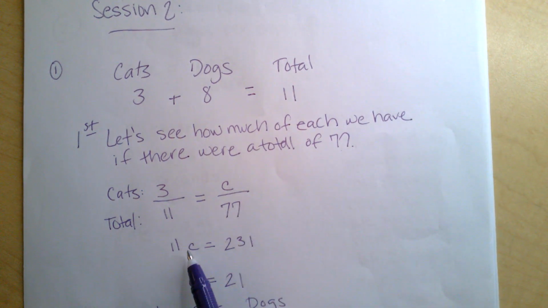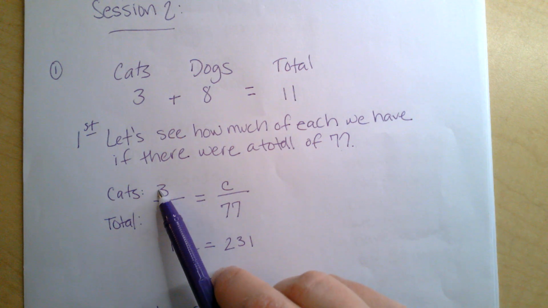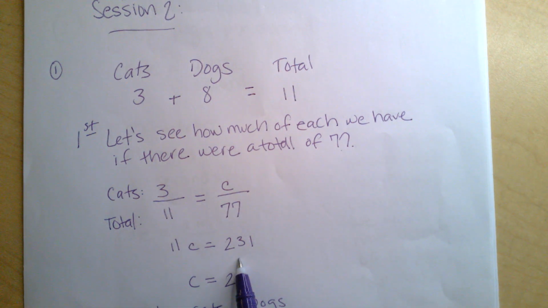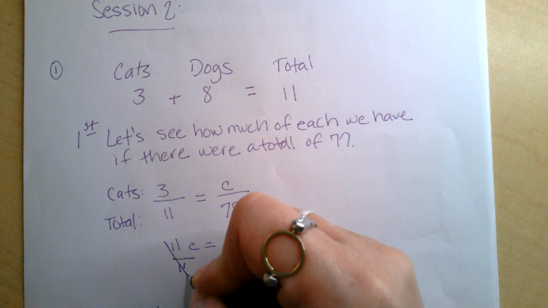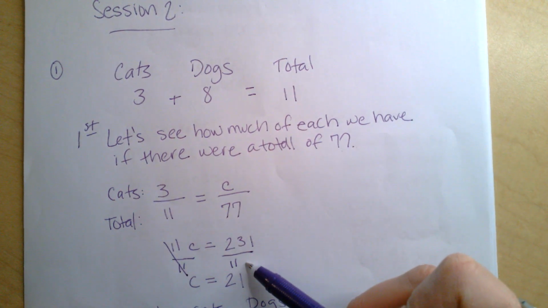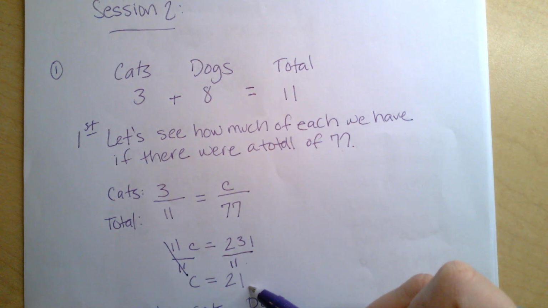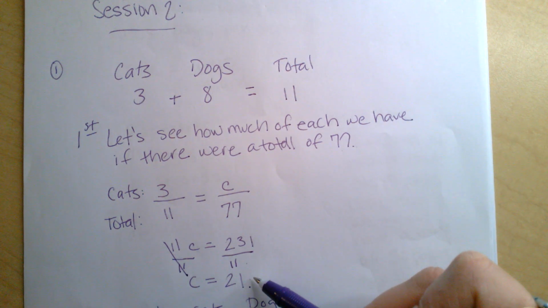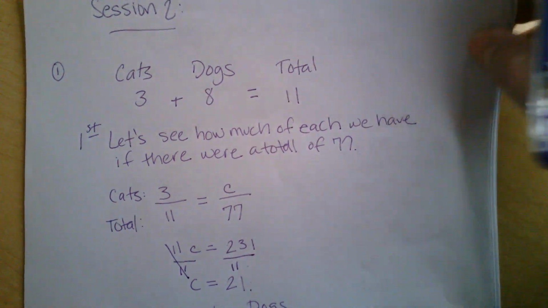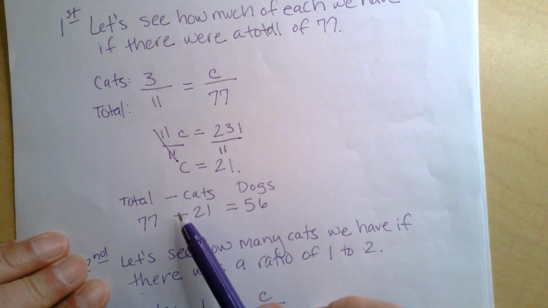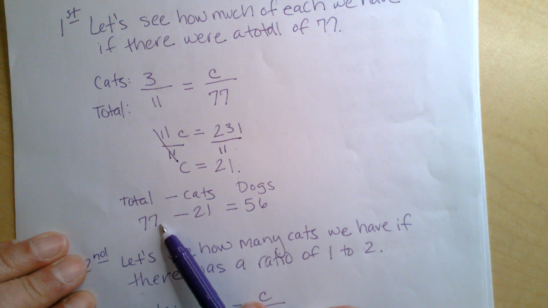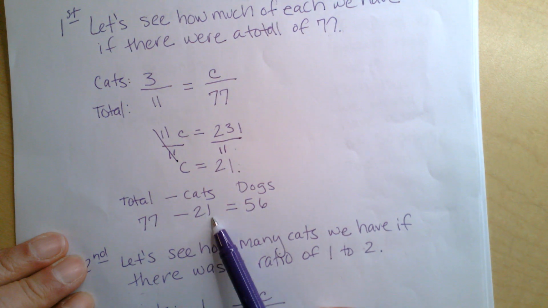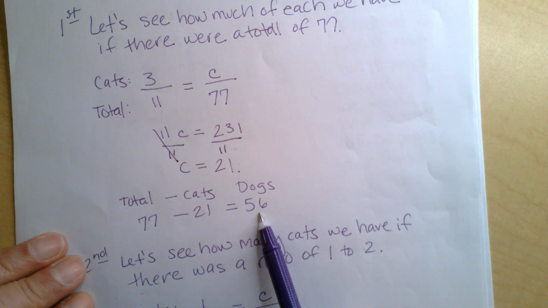So 11 times C is 11C. 3 times 77 is 231. Then I'm going to divide both sides by 11. And 231 divided by 11 is 21. So I have 21 cats. Now I need to find out how many dogs. Since I have 21 cats and I know I have a total of 77 animals, I'm going to subtract 77 minus 21 and get 56 dogs.